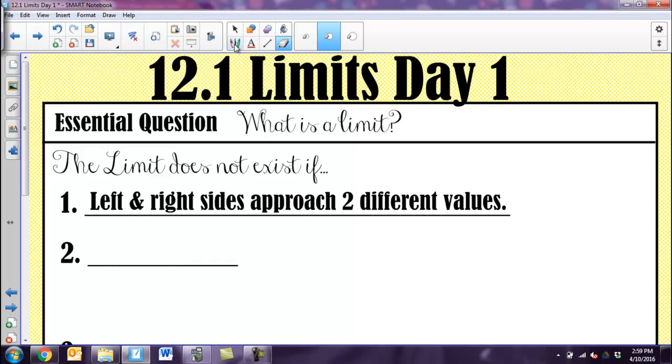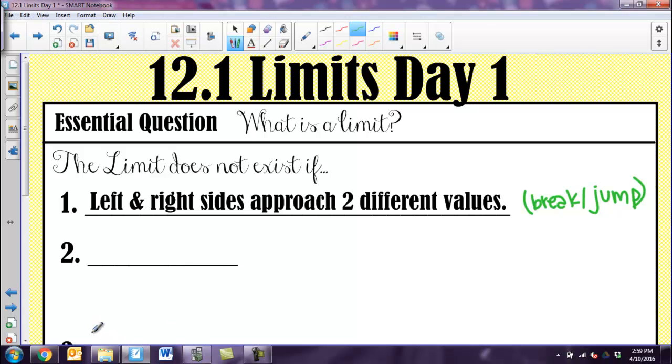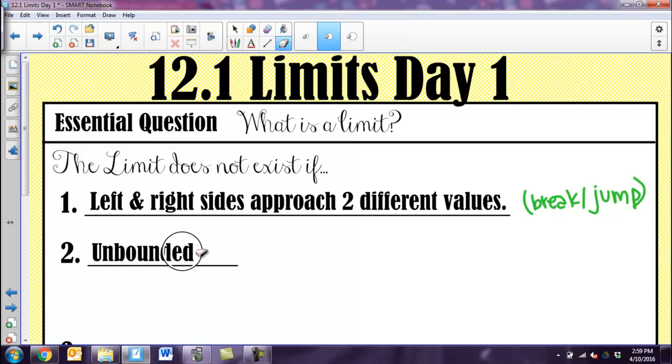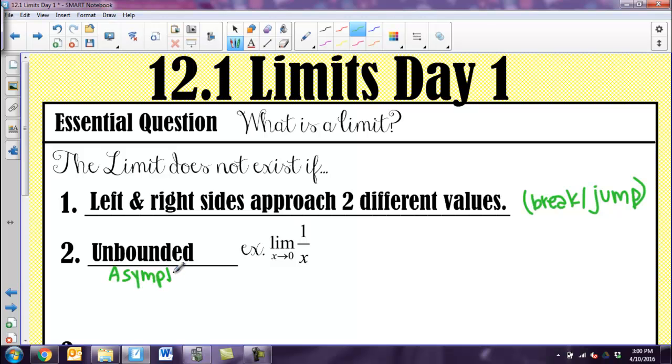If you wanted to think about that as a break or a jump, that would be correct. So the limit's not going to exist if you have a break or a jump in your graph. The second way that it's not going to exist is if you have an unbounded graph. Basically, all that means is that you have an asymptote. It's getting really, really big, or really, really small.